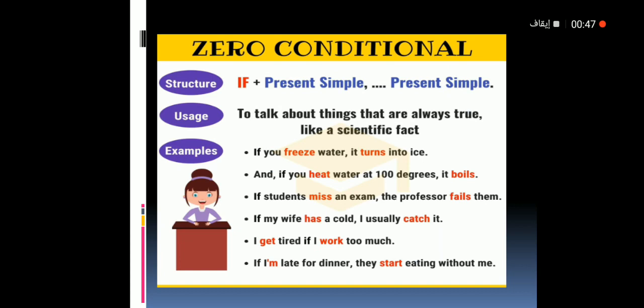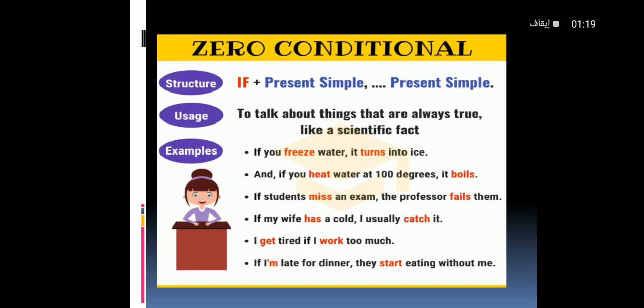At the beginning, zero conditional. When we say zero, it means that we are dealing with the present simple verb. And when we say conditional, we are talking about the if in the sentences, because those sentences are conditional, and when we say conditional, it means a condition. And when we have this condition, we necessarily have if in the sentence.